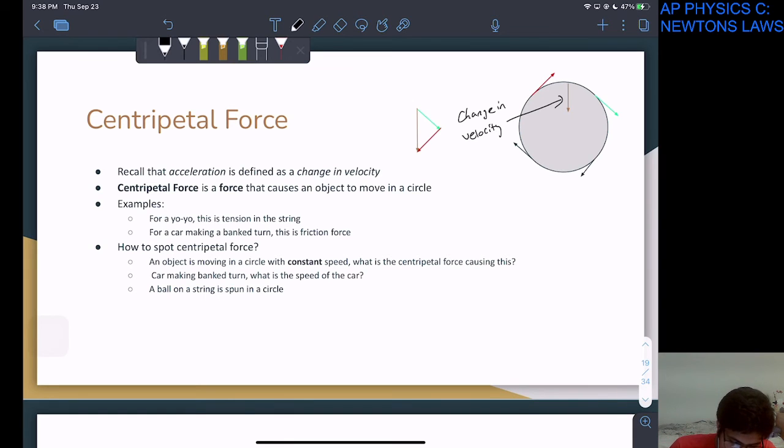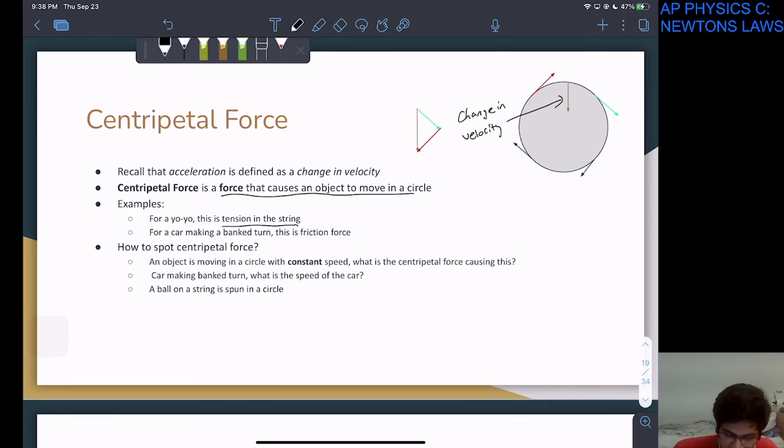Centripetal force is a force that causes an object to move in a circle. So change in velocity is acceleration. If there's an acceleration, there's a force, and we call it centripetal force. It's the force that causes the circular motion. So for a yo-yo, this is the tension in a string.